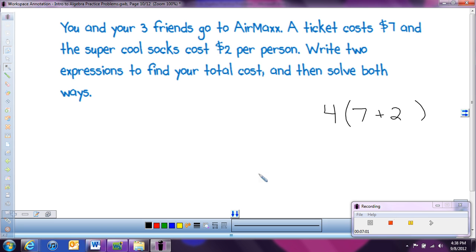Another way we can set it up is looking at how many people we have times how much each ticket is going to cost, which is $7. So 4 people will pay $7 each, plus 4 people will pay $2 each for socks. So we can solve it either way, and we'll get the same answer. Notice how what we have over here is actually what this answer is after the distributive property. 4 times 7 plus 4 times 2. This part over here is just the distributive property after we've distributed that 4.